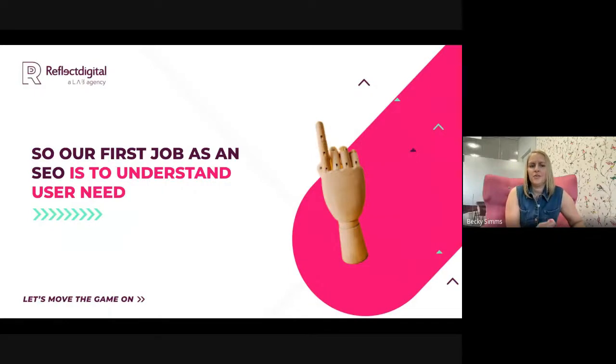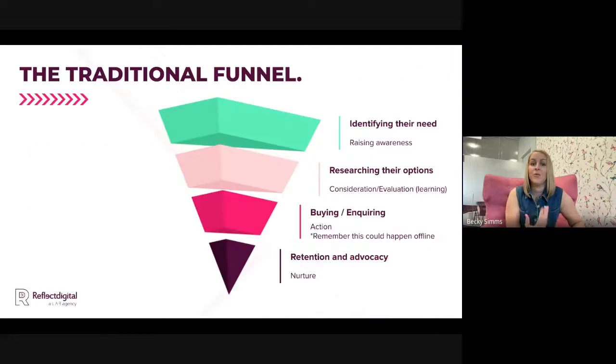So our first job as an SEO person is to understand that user need. What is it that's spurring them to pop whatever it is into Google and search for it? And how can we best help them? So when we think about the traditional funnel, we start first of all at identifying their need. That's what the users are doing, and we're there to raise awareness. Then they're researching their options, and we're there to help them consider and evaluate. Then they're ready to buy or inquire, whatever it may be.